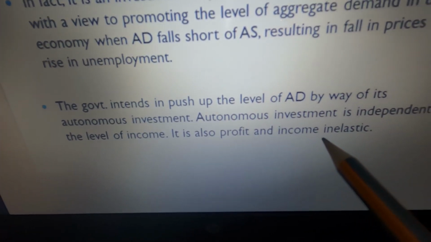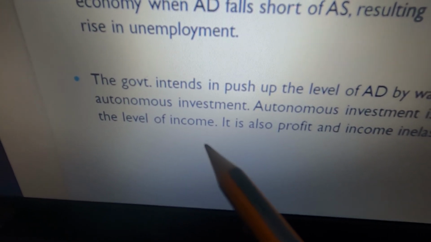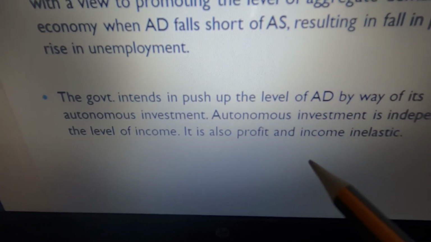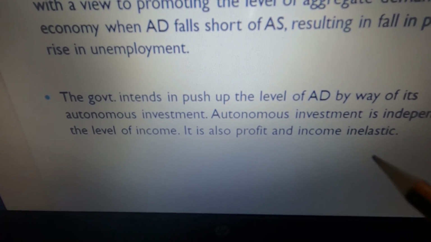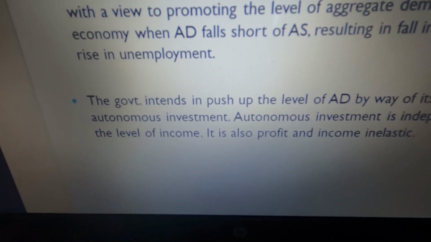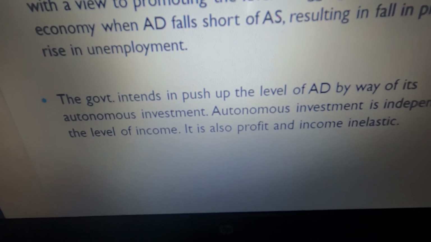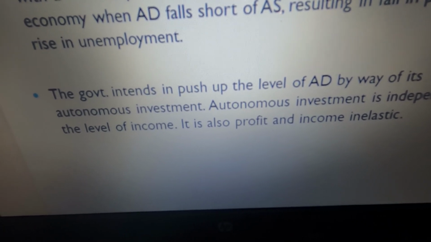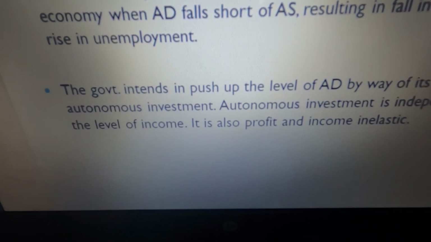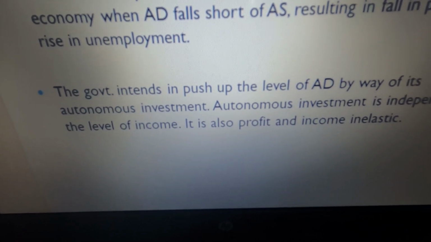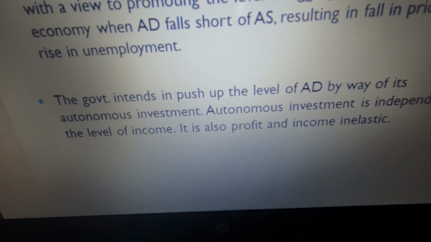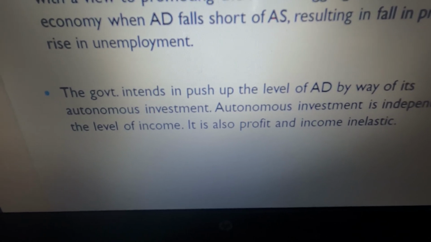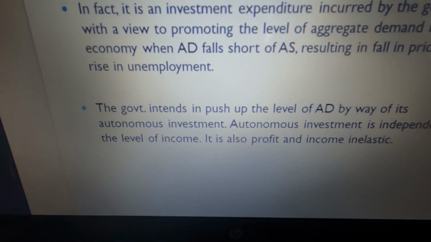Right? Autonomous investment is independent of the level of income. So that means autonomous investment is not related to income. Okay? It is also profit and income inelastic. Inelastic means no change. Right? So what does it mean here? It means that this autonomous investment is not related to income. If income changes or if income does not change, if income remains inelastic, there will be no effect on autonomous investment. Whether income is there or not, they will go for investment. Okay, second one, profit. They will not look for profit. Is that clear? Okay, they will do investment. Right? So this is called as autonomous investment.